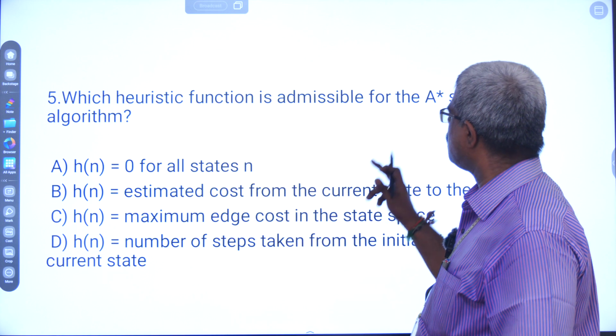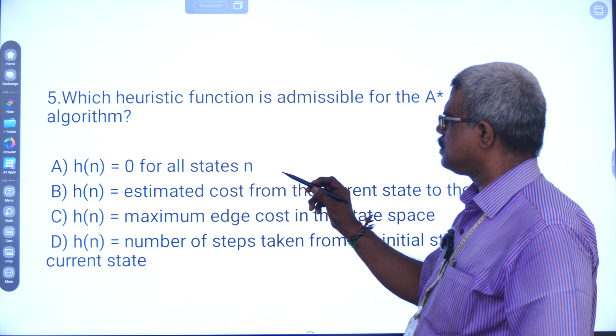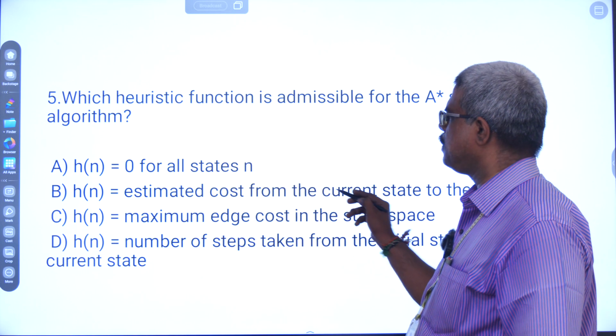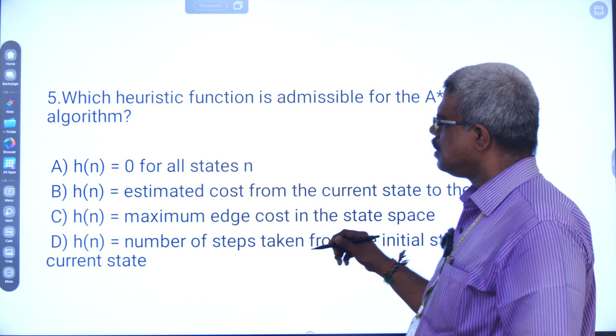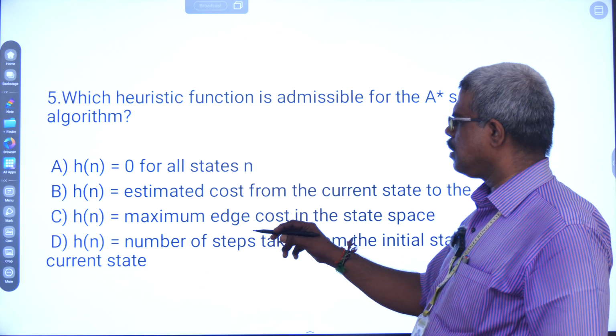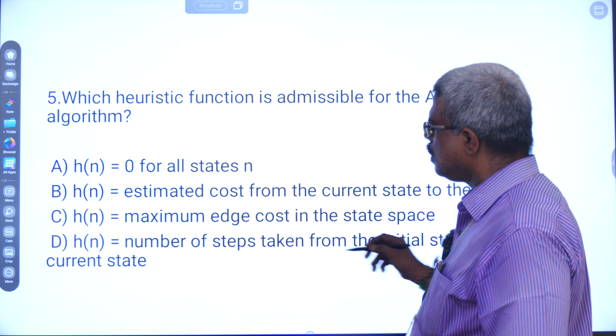Which heuristic function is admissible for the A star search algorithm? The options are: A, h(n) = 0 for all states n; B, h(n) = estimated cost from the current state to the goal state; C, h(n) = maximum edge cost in the search space; D, h(n) = number of steps taken from the initial state to the current state.